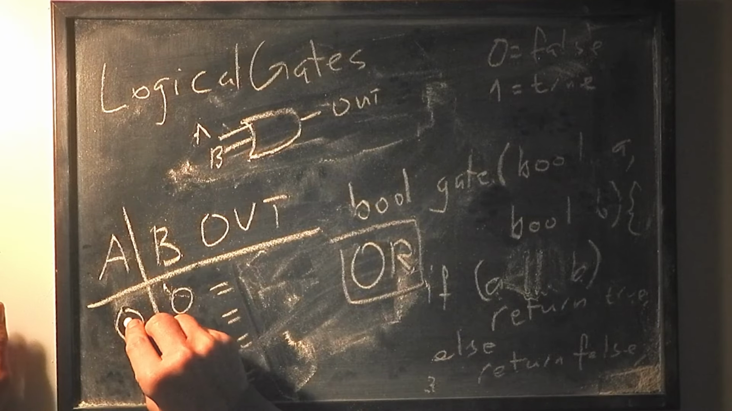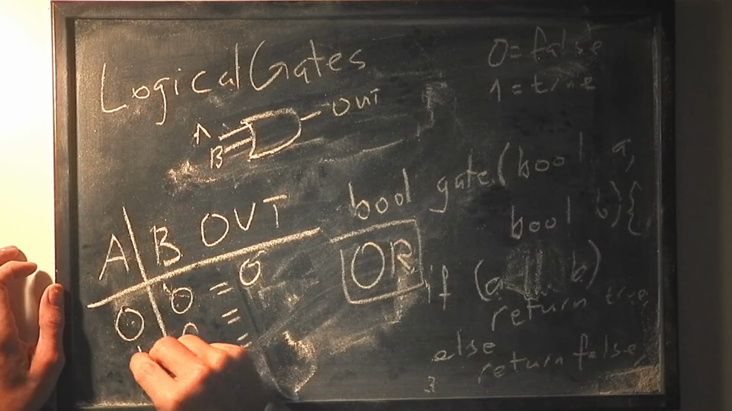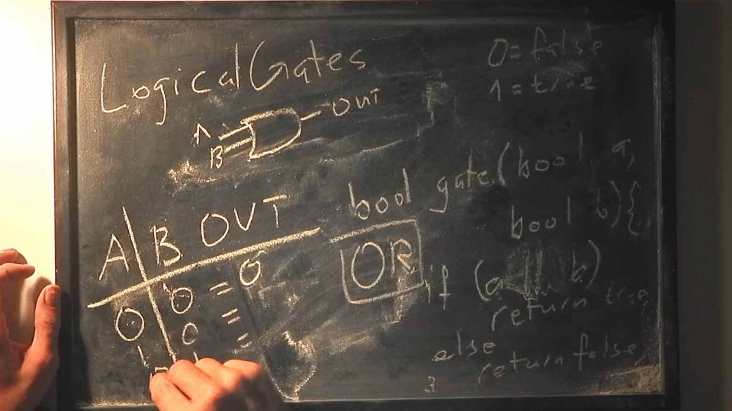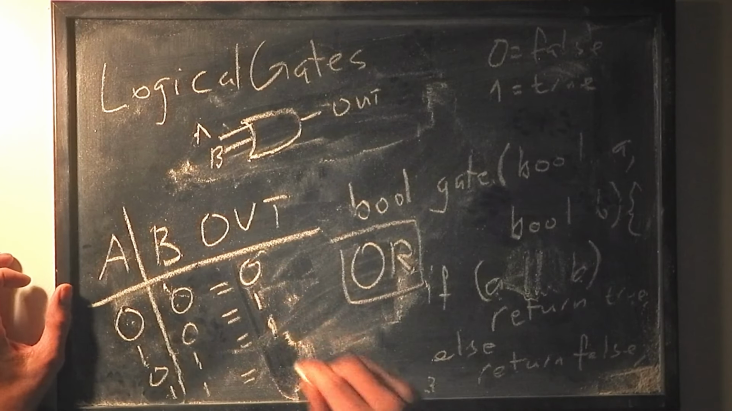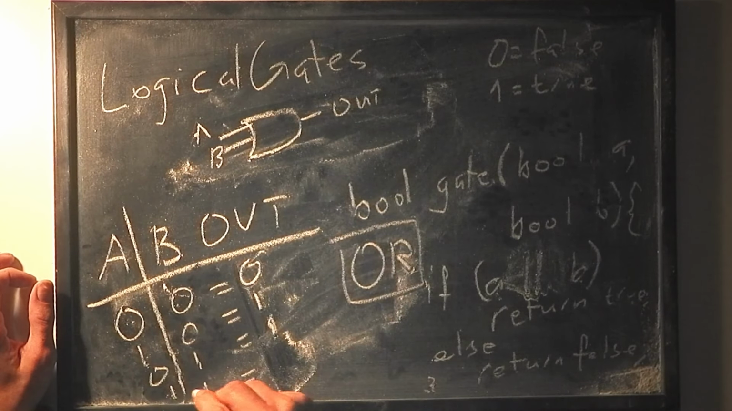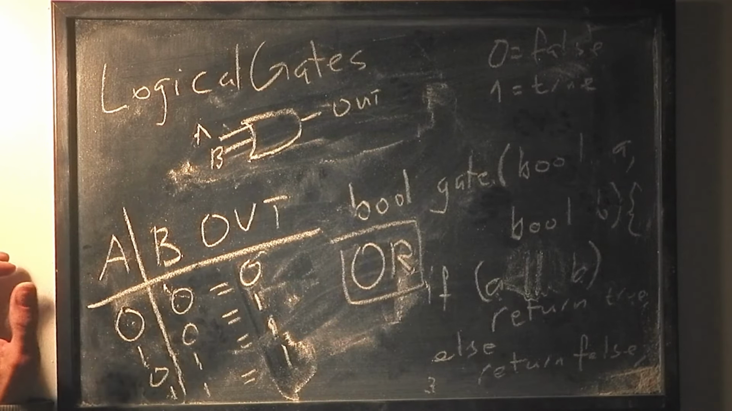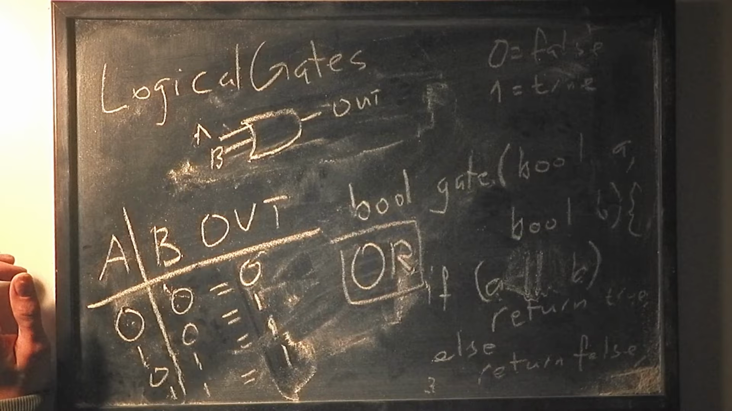So if both of these inputs are 0, the output is 0. If one is a 0 and the other one is a 1, then the result will be 1 in both cases. And if we have both inputs as 1, the result will be 1. So this is the direct opposite of the AND gate.